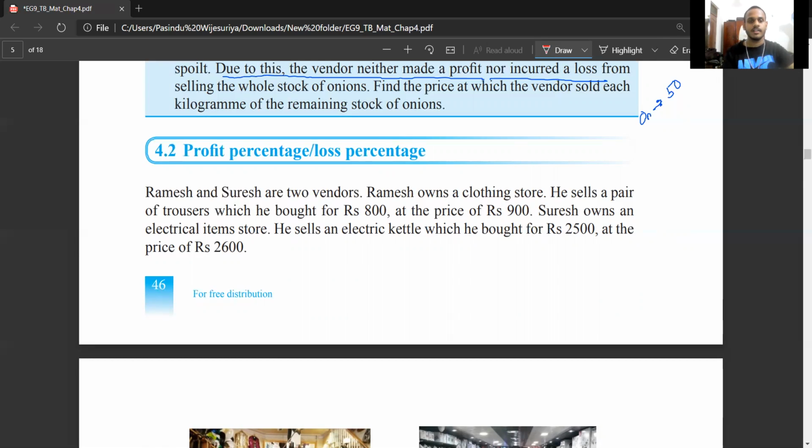So Ramesh and Suresh are two vendors. Ramesh owns a clothing store. He sells a pair of trousers which he bought for 800 rupees at the price of 900. Suresh owns an electrical item store. He sells an electrical kettle he bought at 2500 at 2600.